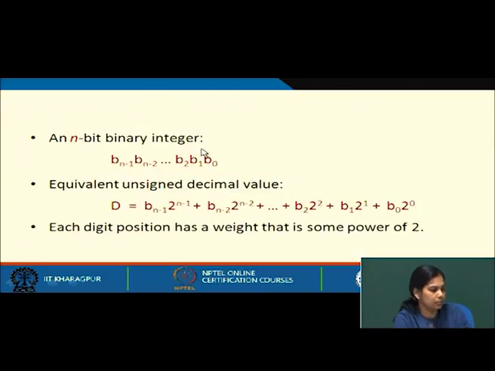So, an n-bit binary integer can be represented like this, and the equivalent unsigned decimal number is represented by this. Each digit is multiplied by its weight, down to 2 to the power 0. So each digit position has a weight that is some power of 2.